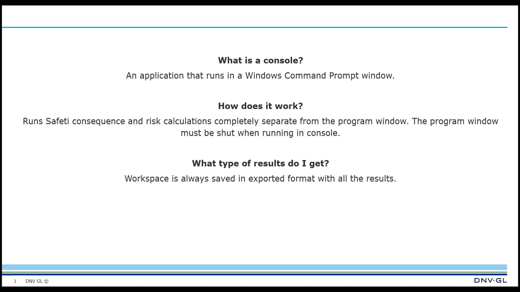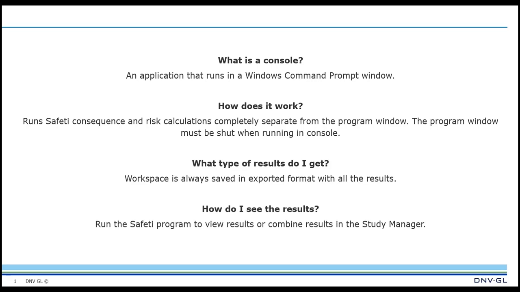The console always saves the calculated workspace in the exported format with all the results that you expect when you run the workspace in the program window. Once the calculations have been run in the console, you can then run the Safeti program to view the results, or you can combine the results from the workspace files in the Study Manager. As the console always saves the calculated workspace in the exported format, you can import the calculated workspace directly into the Study Manager. Therefore, you do not have to open the workspace in the Safeti program first to create a version of the workspace in the exported format.